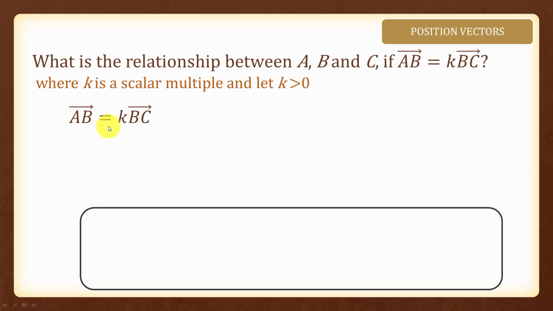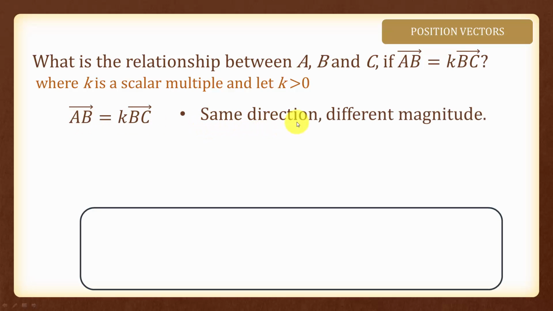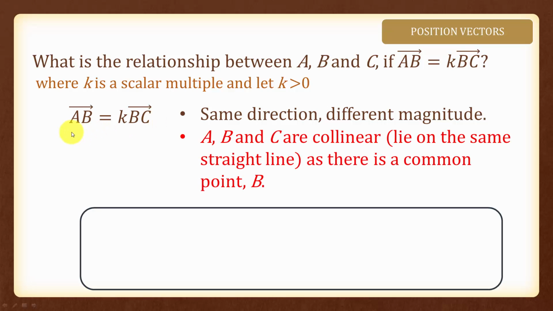If vector AB is equals to K multiplied by vector BC, then these two vectors have the same direction, but they have different magnitudes. Now, since there's a common point B here, AB and BC are parallel, and points A, B, and C are also collinear, which means that these 3 points lie on a straight line. We'll look at why this is so later on.